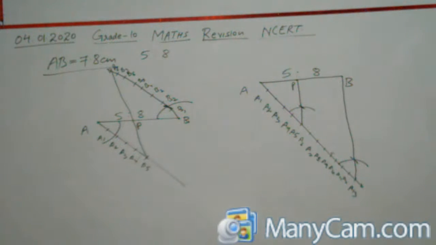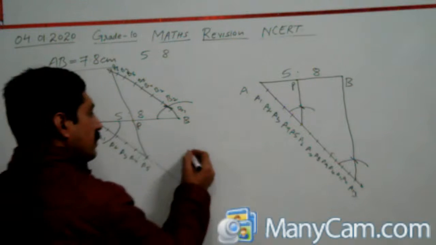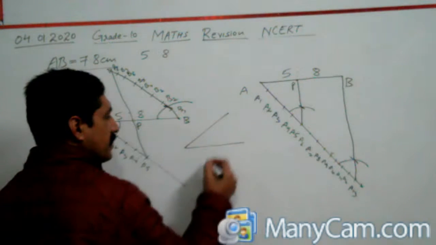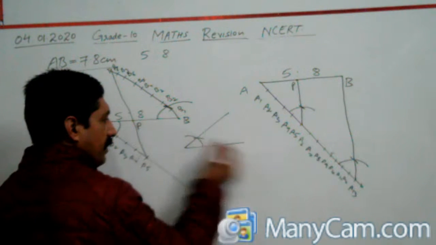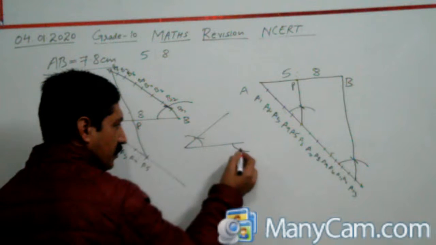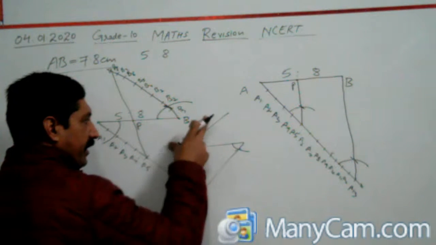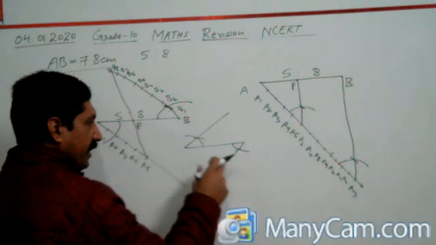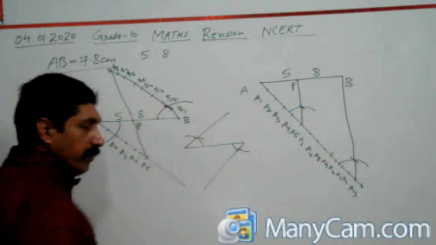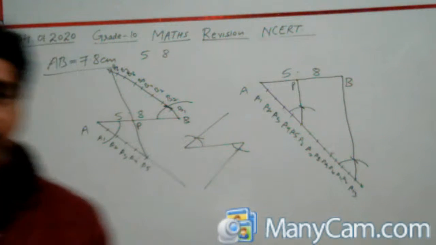Even this one we can do in this way also. This one upwards, right? This angle we will measure here, and downwards also we will measure the angle. If we take this as 5, this as 8 here, in both these ways we can construct, right?